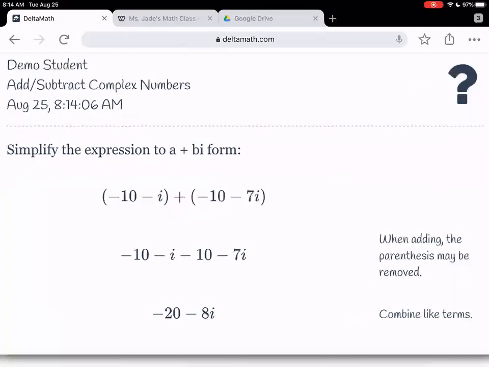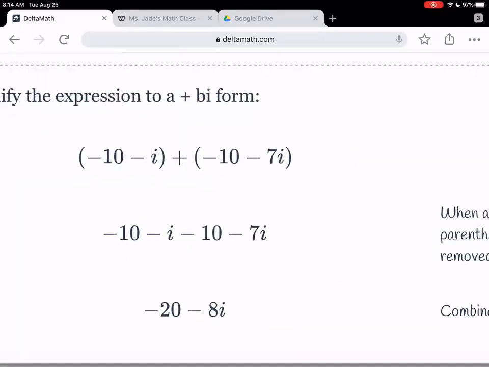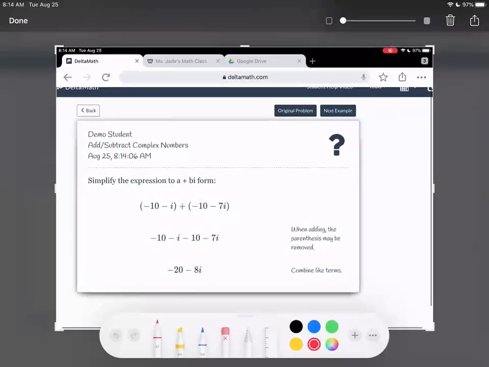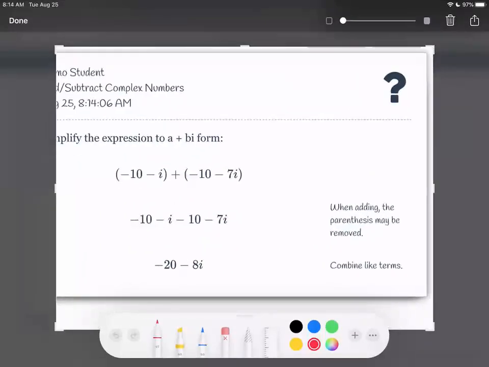So to add is basically the same idea. I'll screenshot it just so I can point to things. So once again, you're combining the -10 plus -10. We're adding this time because there is a plus sign in the middle. But -10 plus -10, that gave us the -20.